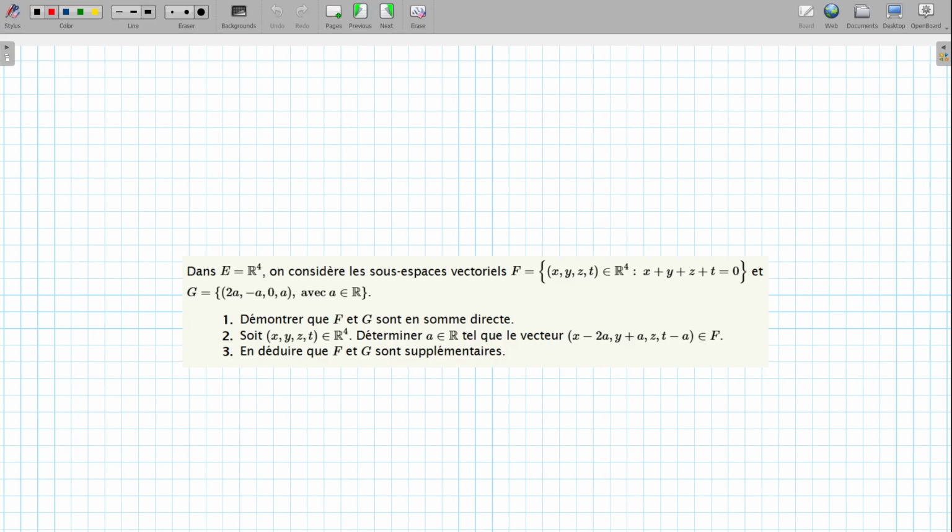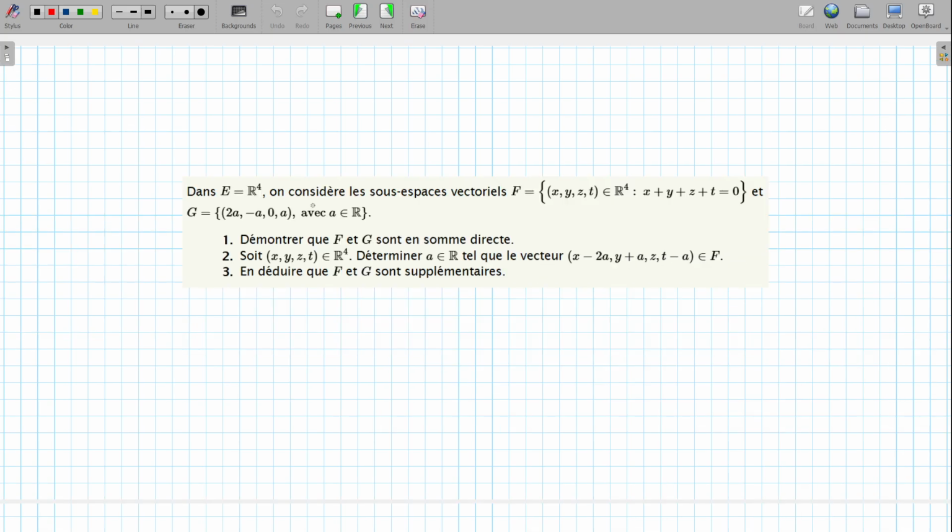All right, let's look at the second exercise. So you see that the second exercise is also extremely easy. Dans E est égal à R4, on considère les sous-espaces vectoriels F.